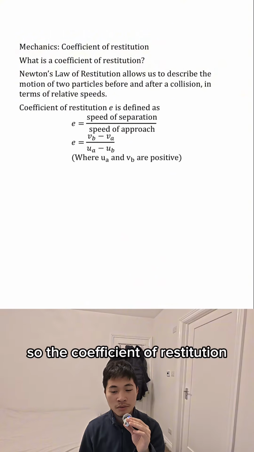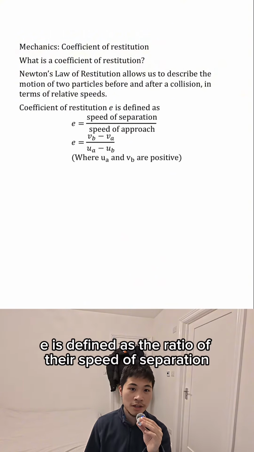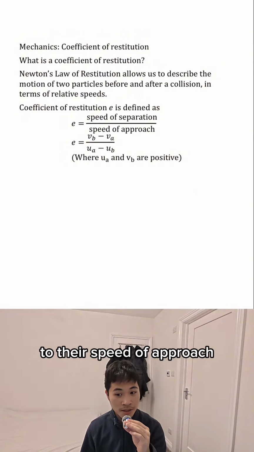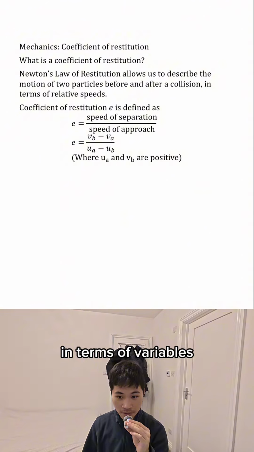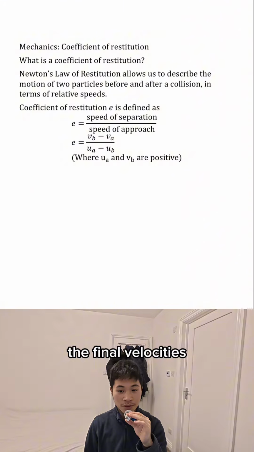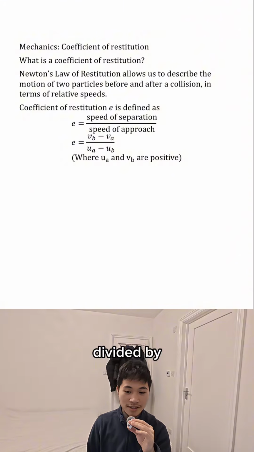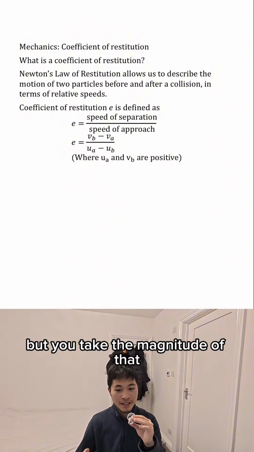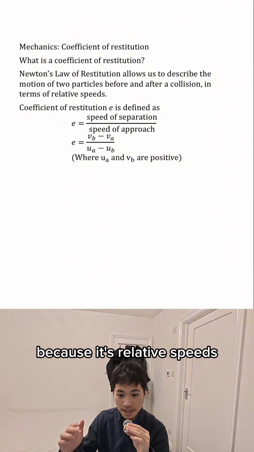So the coefficient of restitution E is defined as the ratio of their speed of separation to the speed of approach. In terms of variables, it will be basically the difference between the final velocities divided by the difference between their initial velocities, where you take the magnitude of that because it's relative speeds.